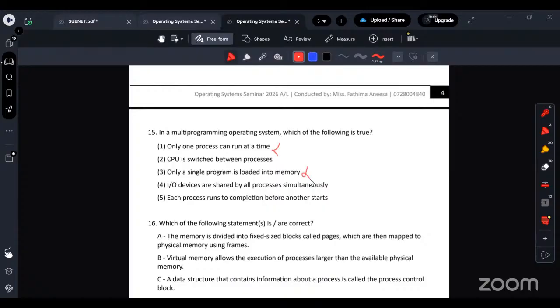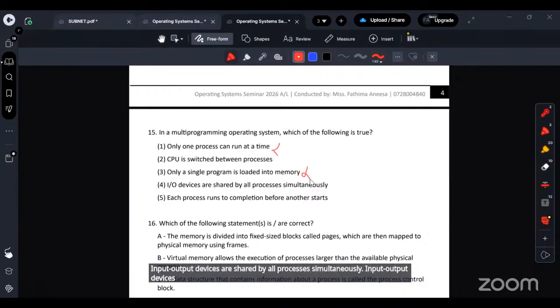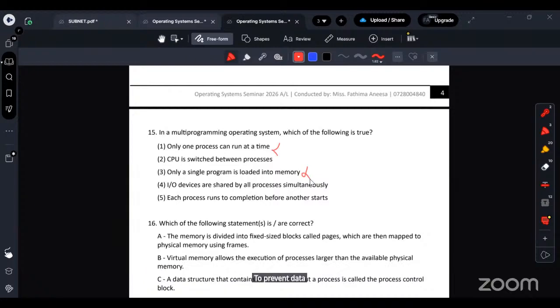Input output devices are shared by all processes simultaneously. Input output devices are typically dedicated to one process at a time to prevent data corruption. They are not used simultaneously by all processes. So it is typically dedicated to one process at a time, not used simultaneously. That's why you all went wrong, isn't it?